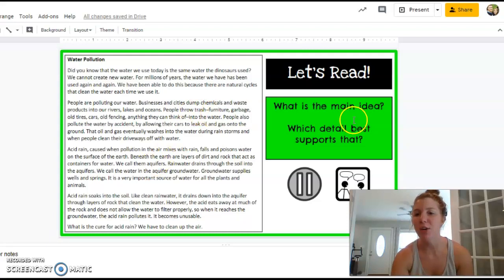All right, so what is the main idea? What is this author trying to teach us about? What is he trying to give us knowledge about? Okay, so yes, it talks about water pollution, but like Miss McSherry said yesterday, water pollution would be our topic, our one or two words that tell what we're going to be reading about. The main idea is a statement or a sentence about what the text was all about.